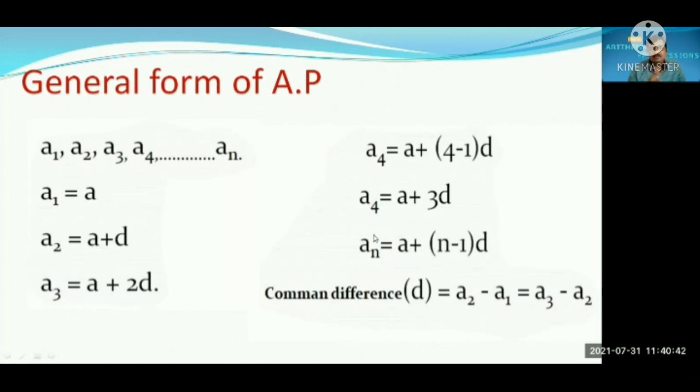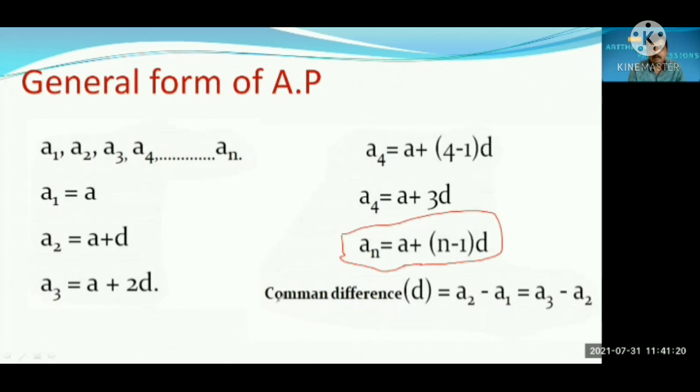Then AN. So how will you find the nth term? That is A plus N minus 1 into D. For the fourth term you subtracted 1 from 4. Like that, for the nth term you have to subtract 1 from N. It becomes A plus N minus 1 into D. So by using this formula you can easily find out any term of that AP.